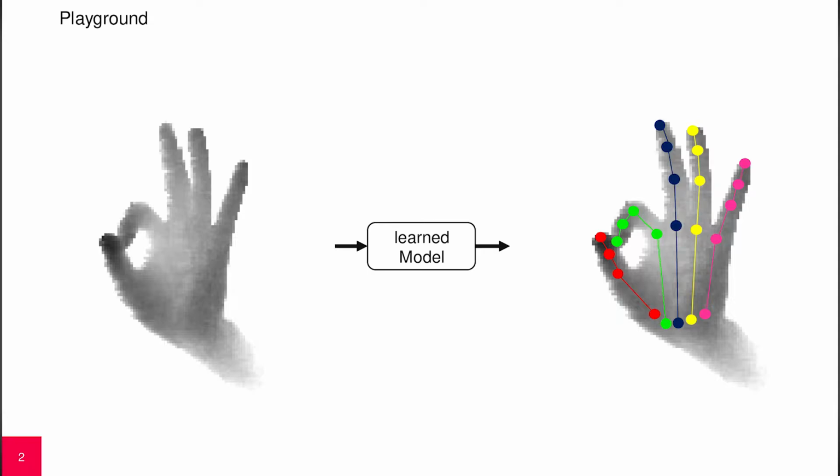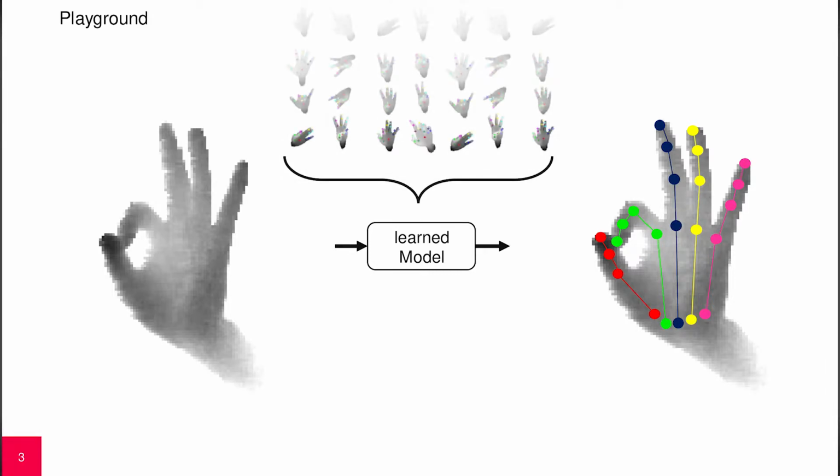The playground we are working with here is hand pose estimation, 3D hand pose estimation actually. So this means we are given a depth image of a hand, and we want to train a model to predict the 3D pose of the hand. This can be described, for example, by the 3D joint positions for each of the joints and some keypoints.